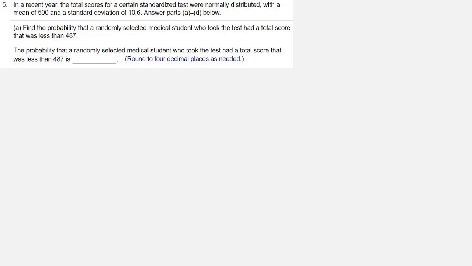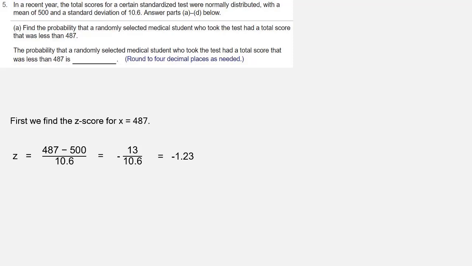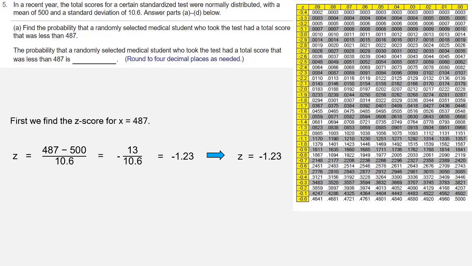Find the probability that a randomly selected medical student who took the test had a total score that was less than 487. So, we need to find the z-score for x equals 487. Z equals 487 minus 500 over 10.6, which is given by negative 13 over 10.6. When we divide, that's negative 1.23. Since we have a negative z-score, that means that we're going to need the negative side of the standard normal distribution table. We look up our z equals negative 1.23, and we find the table value of 0.1093.